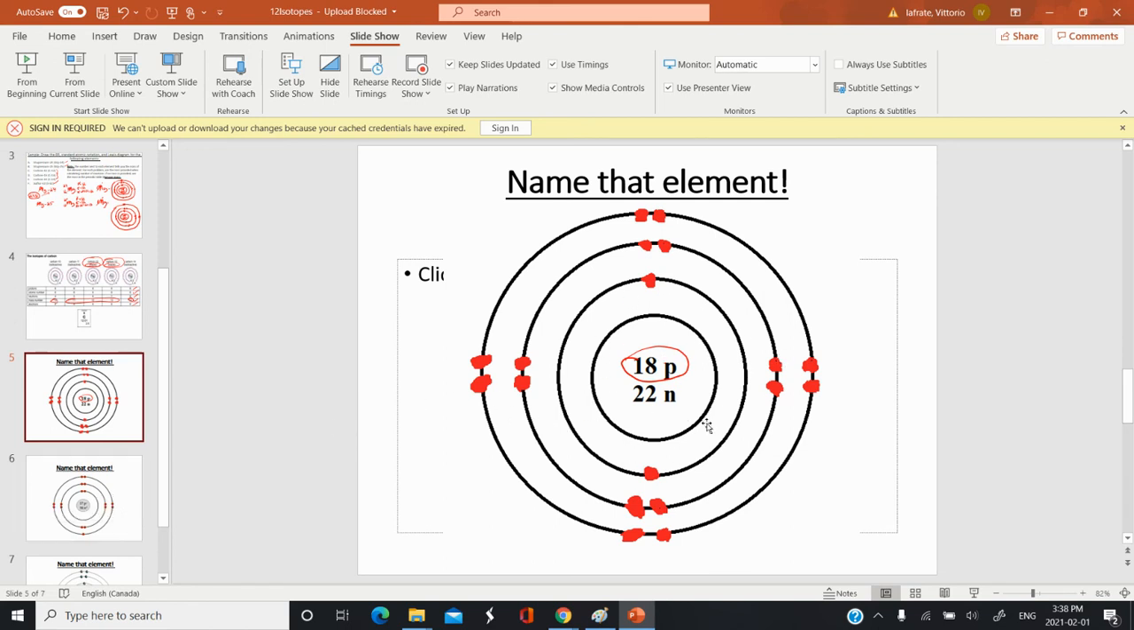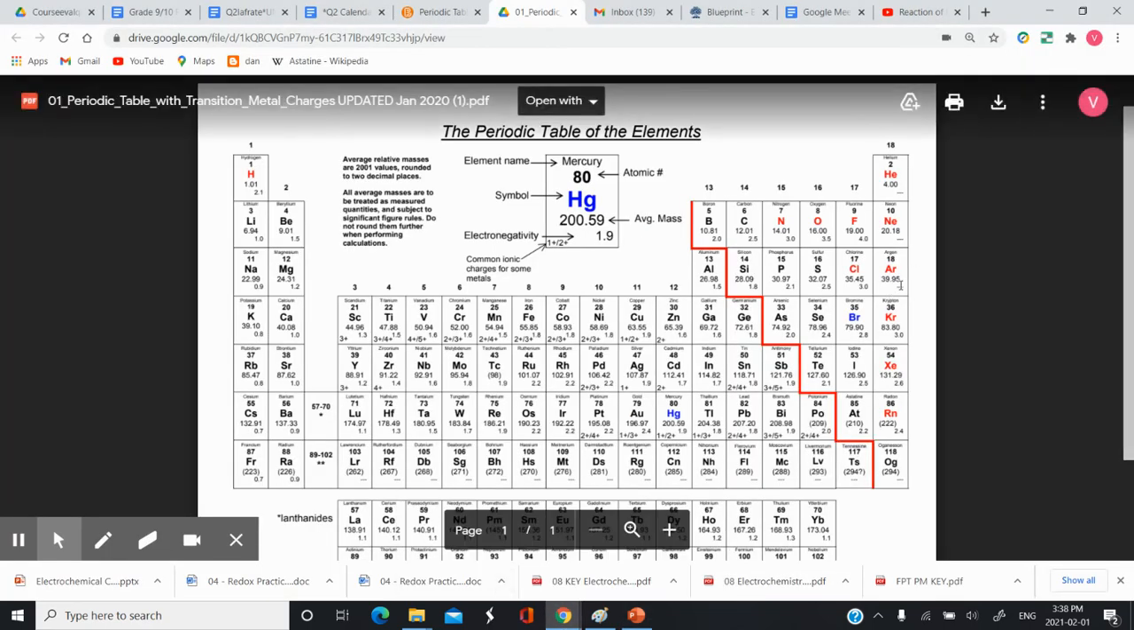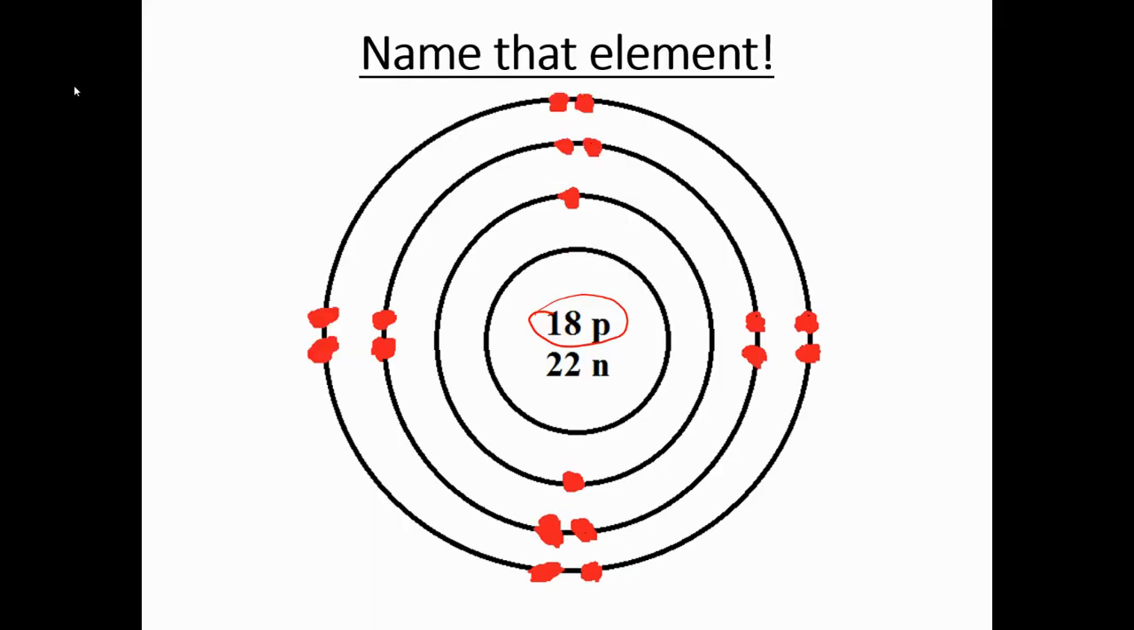From there, you can also figure out masses. If you want to figure out the mass, you would simply do 18 plus your 22 to get your overall mass. You'll notice that the mass of argon is 39.95. That's the average mass. This particular picture, if you had to name it based on isotopes, you would say that it's argon 40 because the mass is 40.